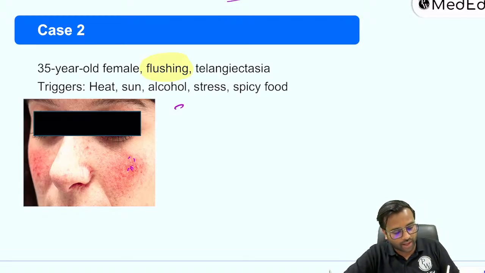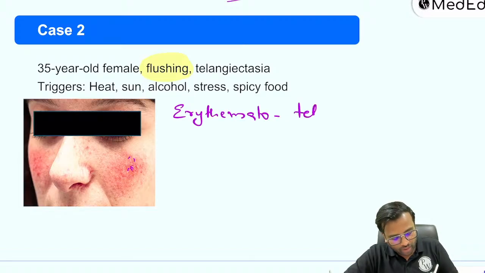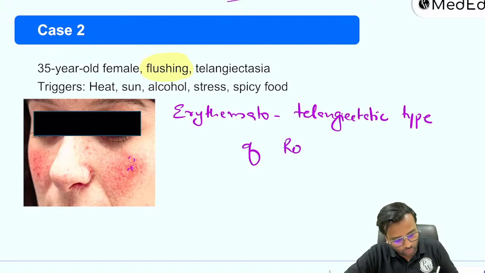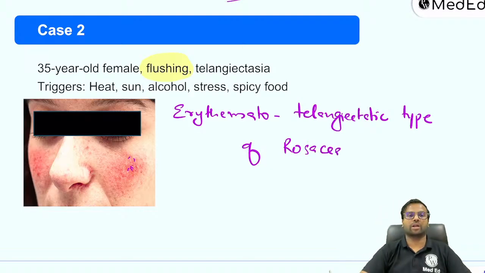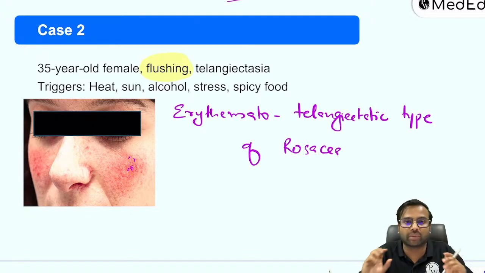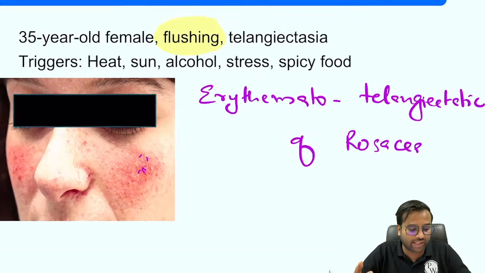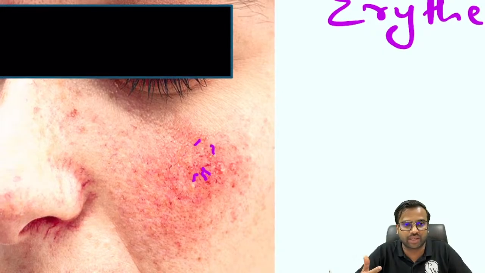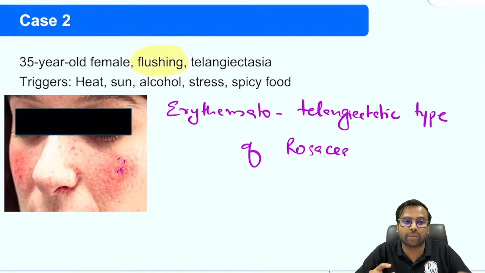This is called erythematotelangiectatic type of rosacea. Now see the name of the disease. It is self-explanatory. Erythemato means red color, isn't it? Telangiectatic, telangiectasia means these dilated blood vessels that you can see. So erythematotelangiectatic type of rosacea.